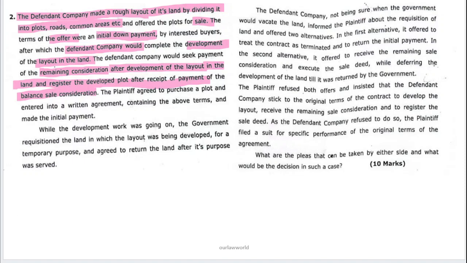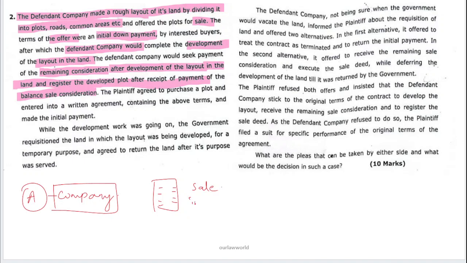So here there is a company A, for suppose. Company A has offered the buyers that it is giving some plots for sale. The company has some layout and it is giving some plots for sale, and the interested buyers can come and pay the initial token amount such as down payment. So the initial token amount is taken from the buyers.